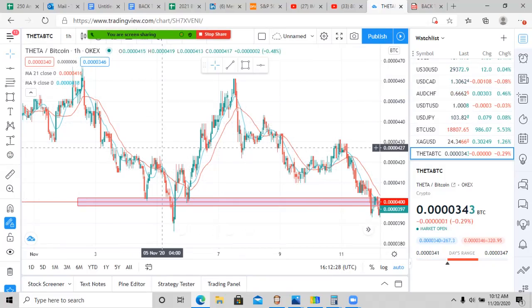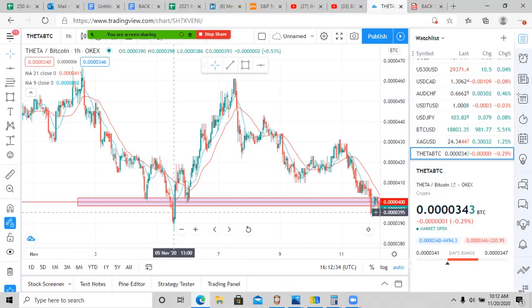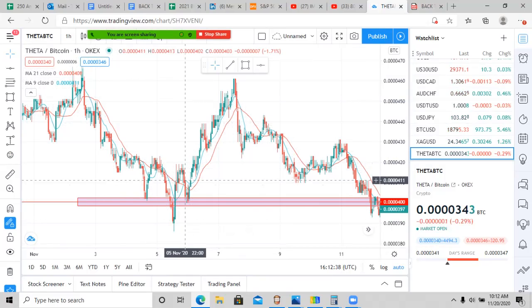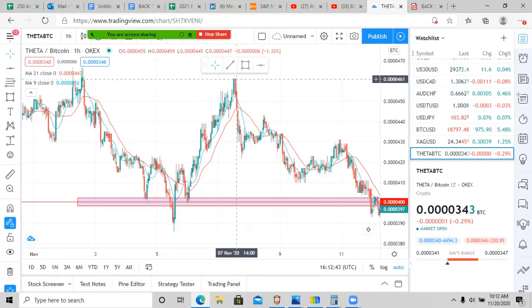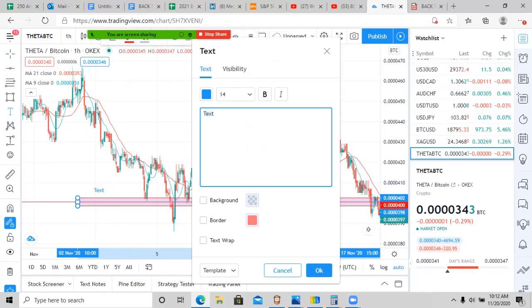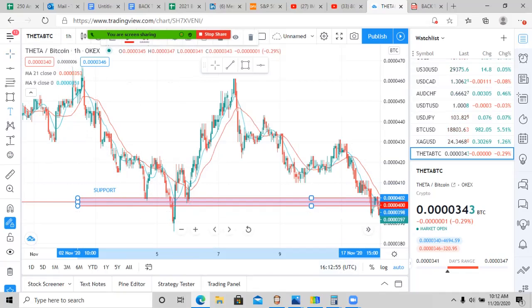You have a bullish engulfing, bounces up, comes back to test it. It went through, but then it also came back up. So again, this is a good level of support. Come back to test it again. Boom, look what you have. So now we can say here, this is our support. Right there, that's our support.